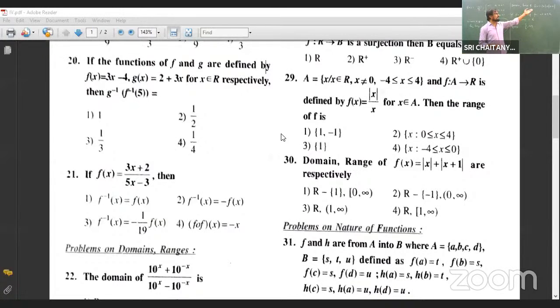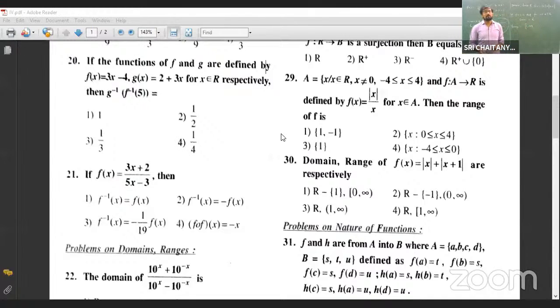Nowhere am I going to get infinity. That means the function is defined for all values of x, real numbers. So the domain is equal to capital R. I am going to substitute any value. Whatever value you take, the answer always lies between 1 comma infinity.